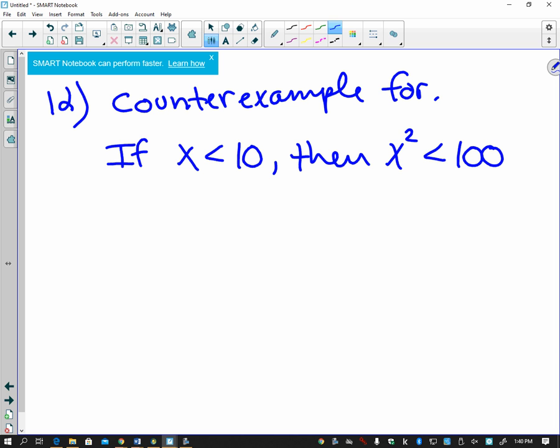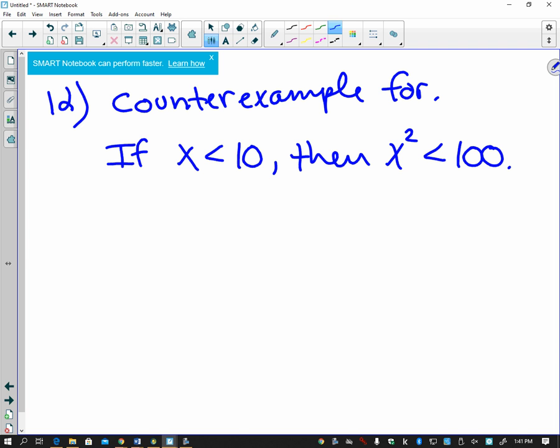Okay. We need a counterexample for this statement. If x is less than 10, then x squared is less than 100. What's that? 9 is less than 10, that's true. But is 9 squared less than 100? Yes, so is it a counterexample?